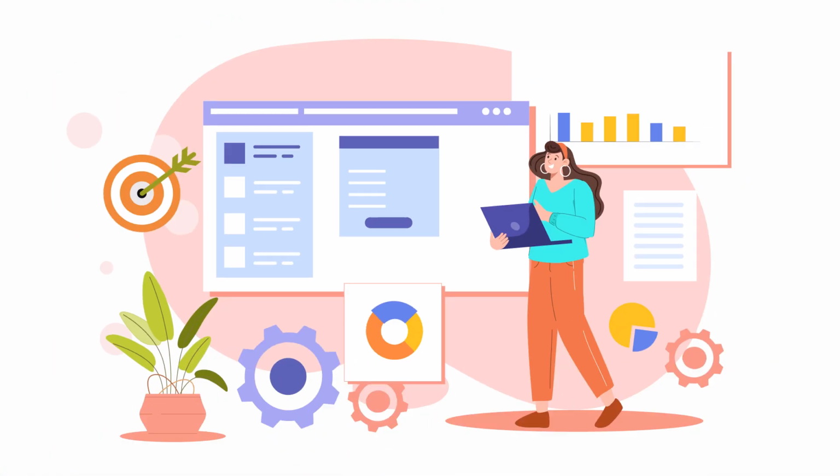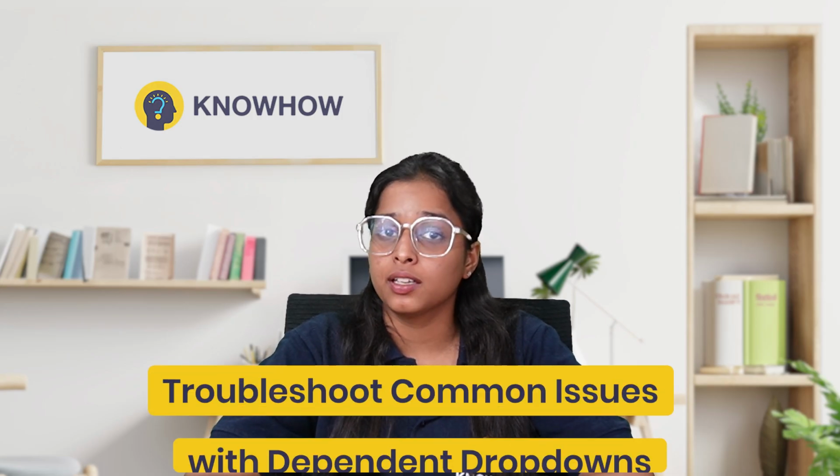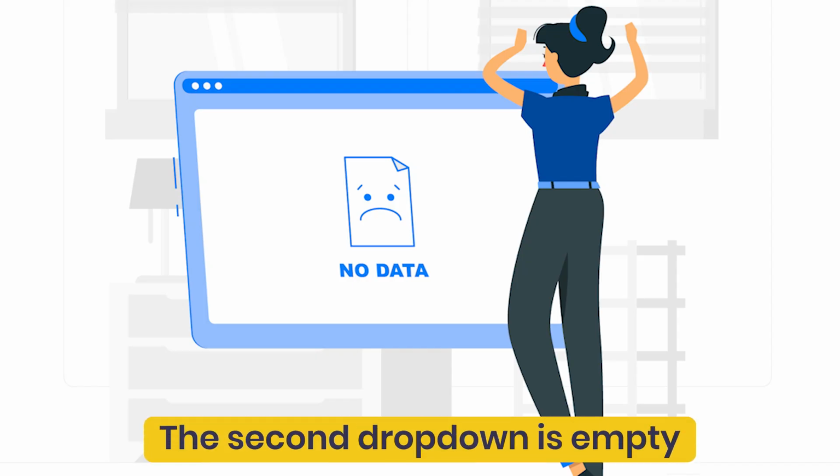So it is very important for us to update our data if we change anything. Now, how to troubleshoot common issues with dependent drop-down lists? Sometimes dependent drop-down lists may not work as expected. Here are a few common issues and their fixes. Suppose the second drop-down list is empty. This usually happens if the named range doesn't match the first drop-down selection exactly. Double check your named range matches the value in the first drop-down.